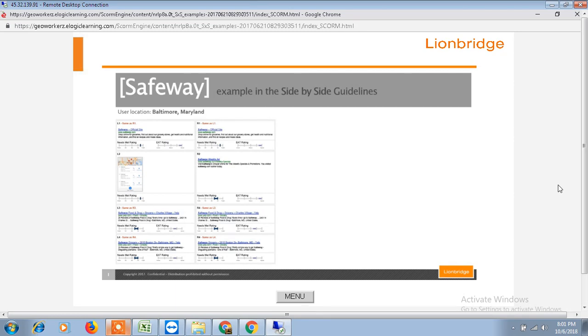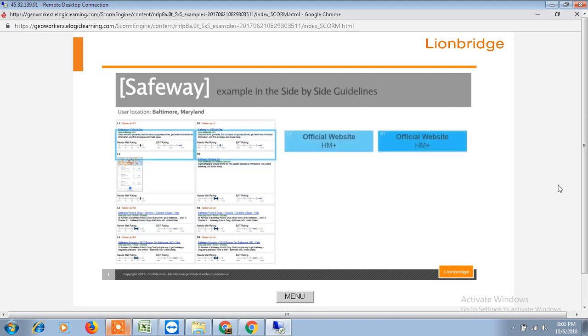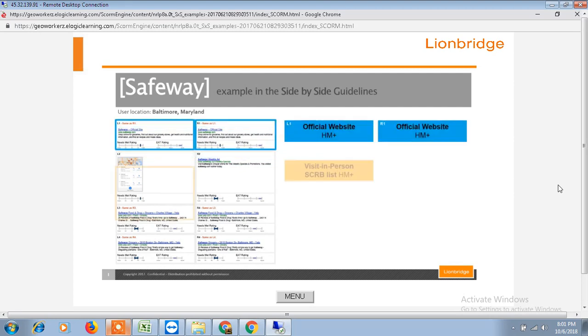Let's take a look at the results set for this query. L1 and R1 are duped. They're the same. They are results for the official website for Safeway and rated highly mixed blocks for satisfying one intent, the website intent. L2 is a visit in person SEO list for nearby Safeway locations. It's a highly mixed plus result as it satisfies one intent, the visit in person intent.